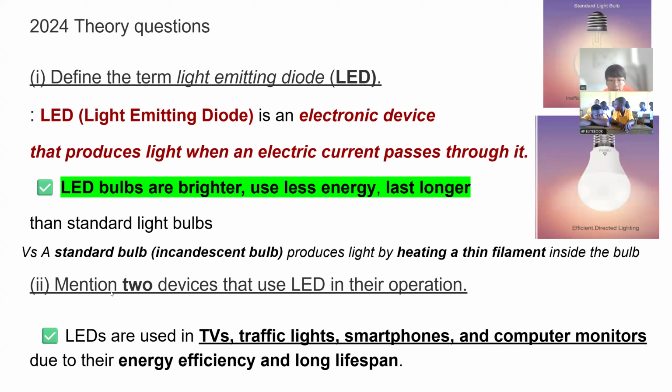The second part asks us to mention two devices that use LED in their operation. Examples are TVs, traffic lights, smartphones, and computer monitors. They use LEDs because they need to be energy efficient and have a long lifespan. If it requires those, it is better to use an LED.